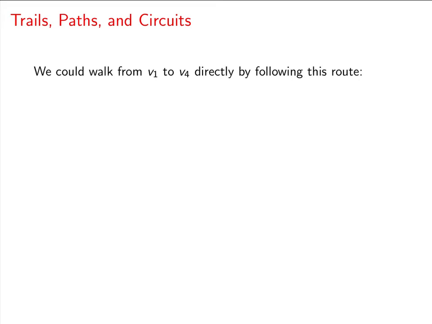Now we could walk from V1 to V4 directly by following this route. So when we talk about a walk in a graph, we need to alternate a sequence of vertices and edges. You start on a vertex, you follow an edge, you get to a new vertex. Then from that vertex, you follow a new edge to get to yet another vertex.